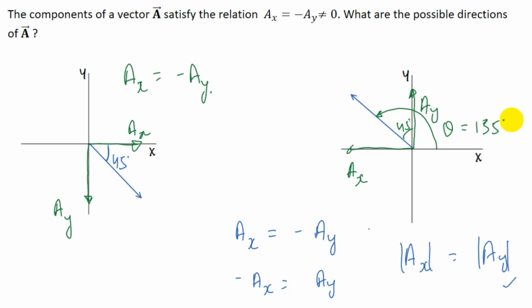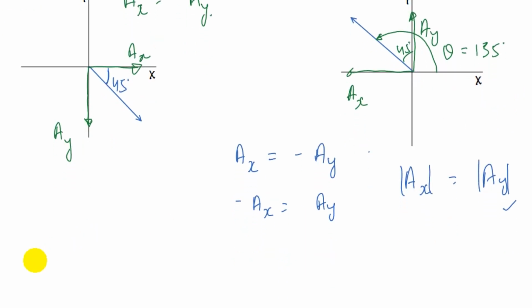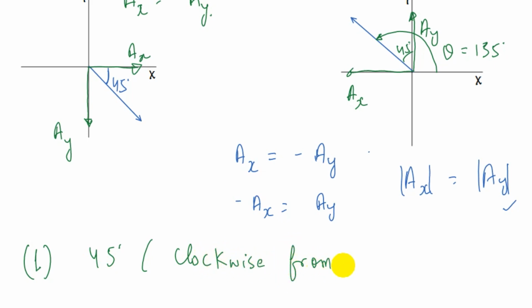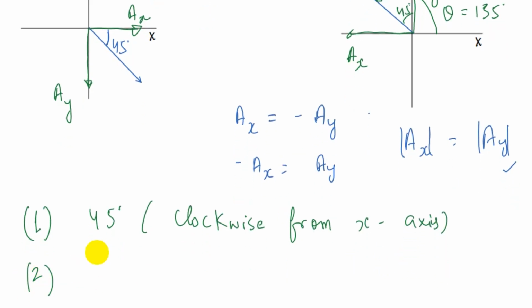So finally we can write there are two cases possible. The first case is the angle should be 45 degree clockwise from x direction or x axis. The next one is 135 degree and this angle is anti-clockwise from x axis.